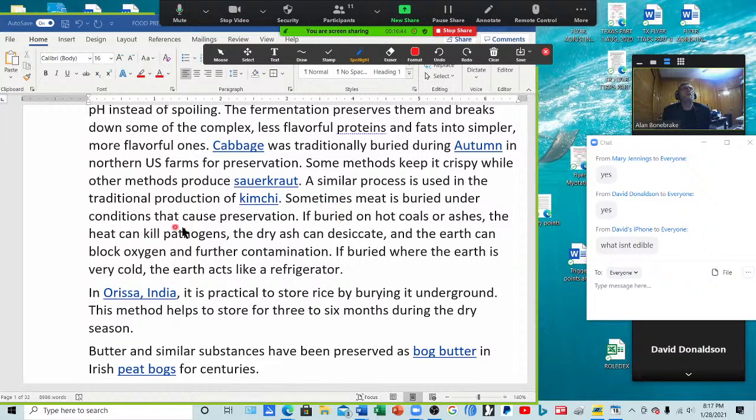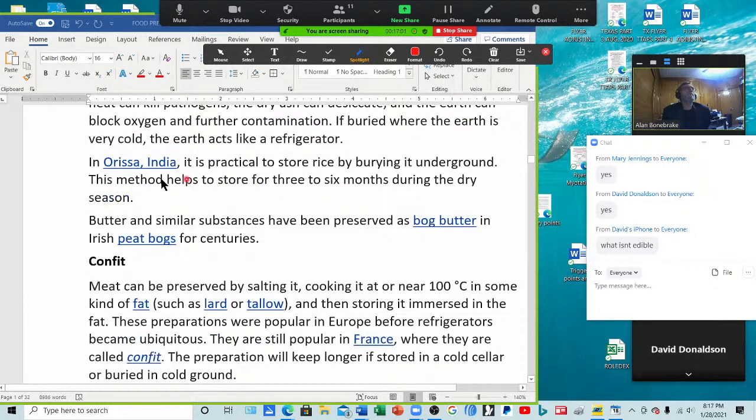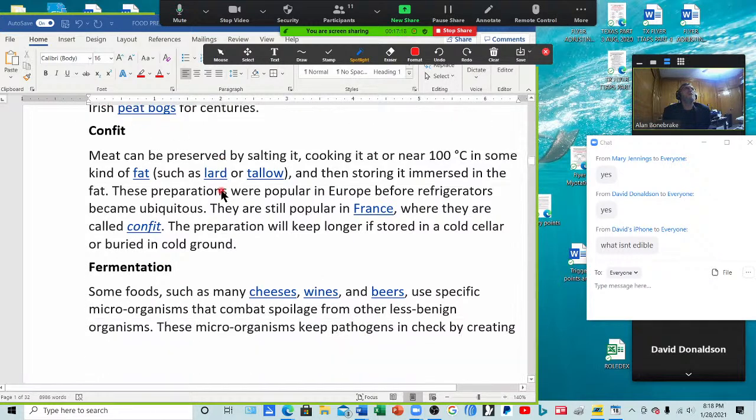Sometimes meat is buried under conditions that cause preservation. If buried on hot coals or ashes, the heat can kill pathogens, the dry ash can desiccate, and the earth can block oxygen and further contamination. If buried where the earth is very cold, the earth acts like a refrigerator. In Orissa, India, it is practical to store rice by burying it underground. This method helps to store it for 3 to 6 months during the dry season. Butter and similar substances have been preserved as bog butter in Irish peat bogs for centuries.